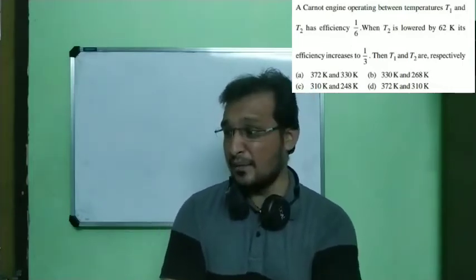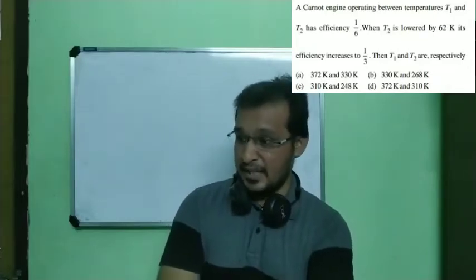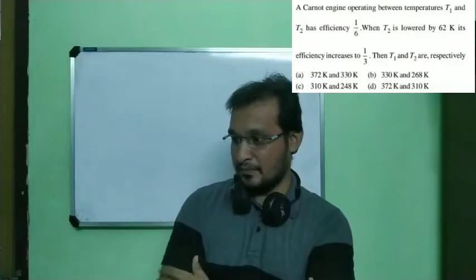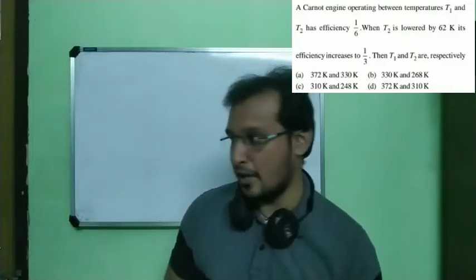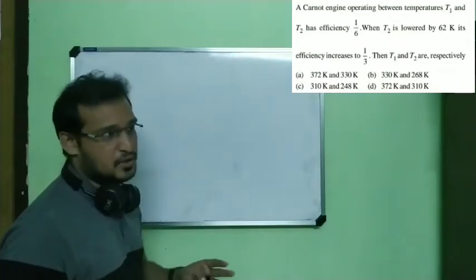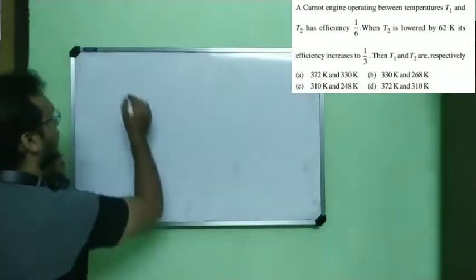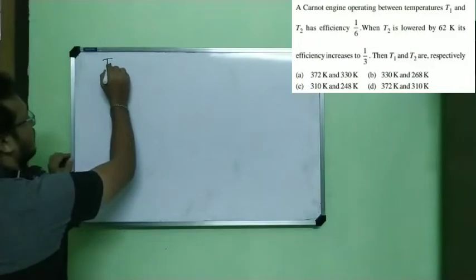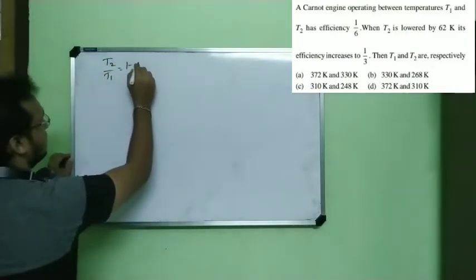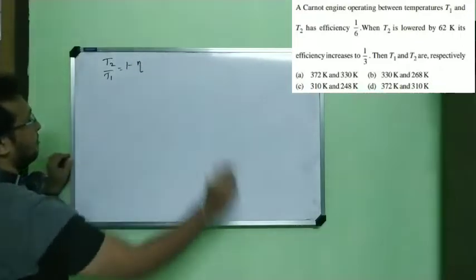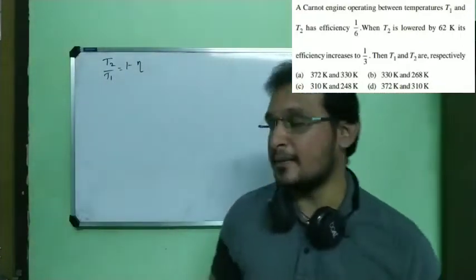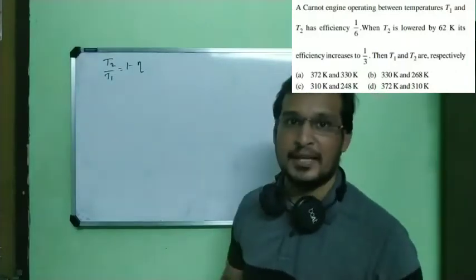What are the given values? Efficiency is given as 1 by 6, then it increases to 1 by 3, and we have to find T1 and T2. Listen carefully. Whenever a question related to a Carnot engine comes in your exam, just use this formula: T2 by T1 equal to 1 minus eta. What is eta? Eta means efficiency.